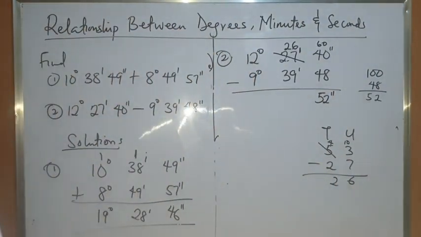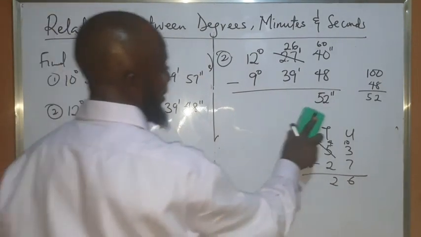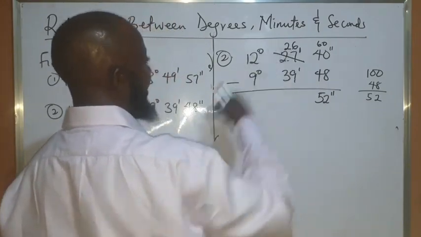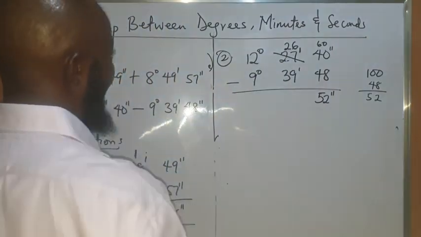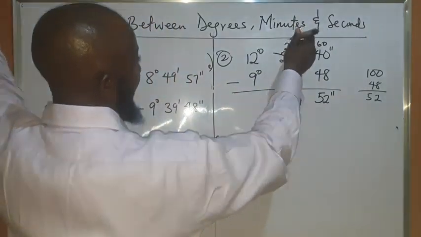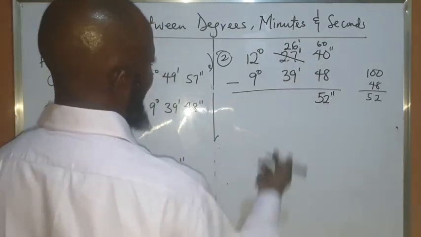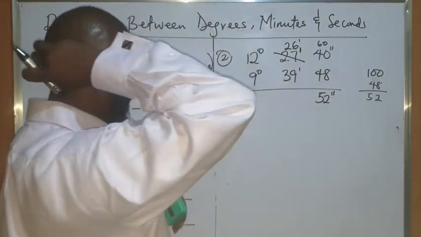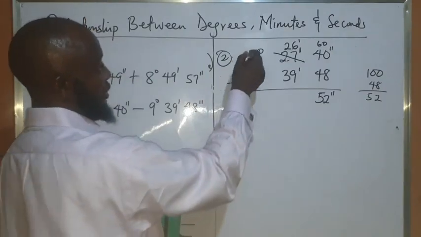Alright, so it remains the minutes column. Don't forget this 26, 27 is no more there. We have 26 minutes there. So what are we going to do? We cannot subtract 39 from 26. So we still need to borrow from here.